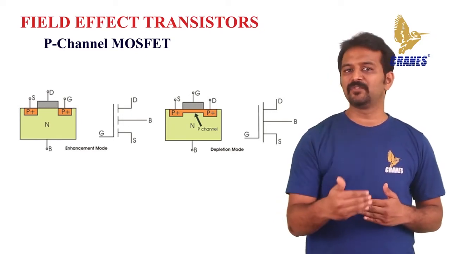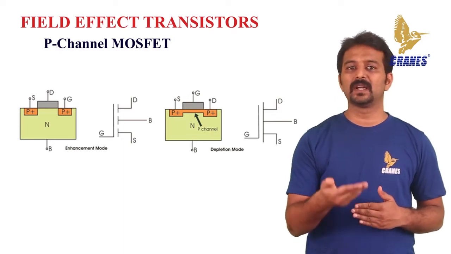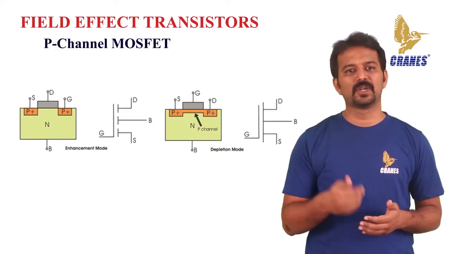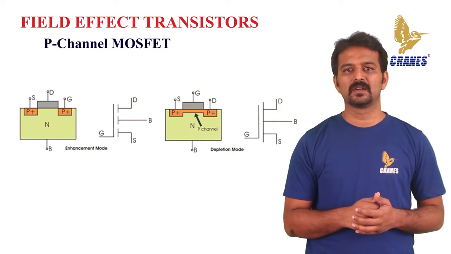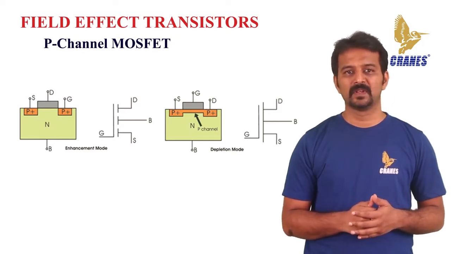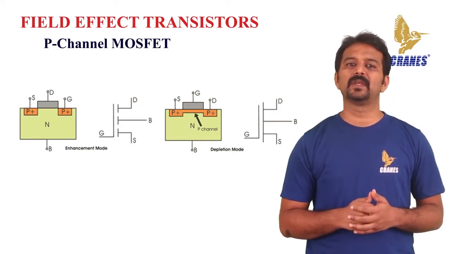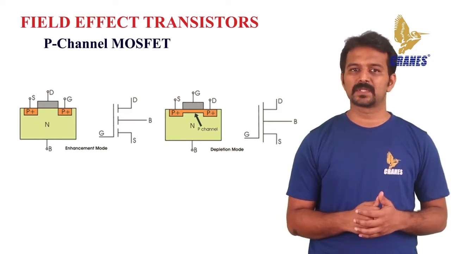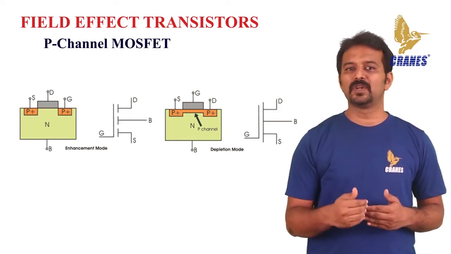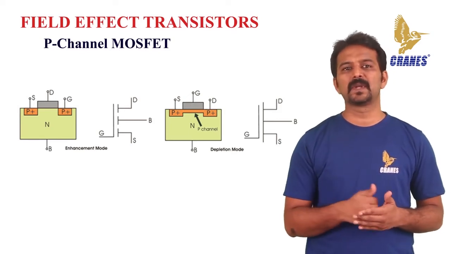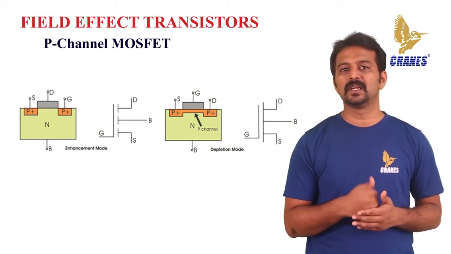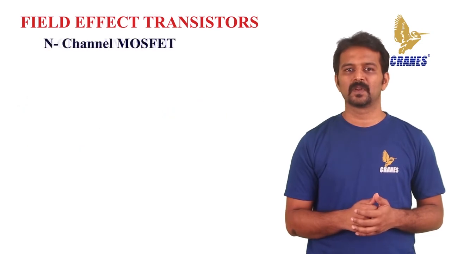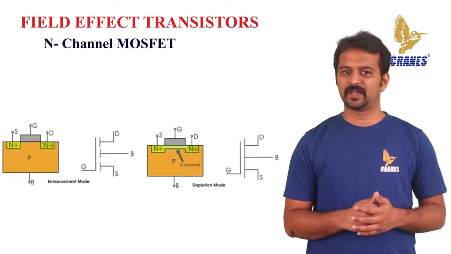When we apply the negative gate voltage, the electrons present under the oxide layer are pushed downwards into the substrate with a repulsive force. The depletion region is populated by the bound positive charges which are associated with the donor atoms. The negative gate voltage also attracts holes from the P plus source and the drain region into the channel region. Looking at the N-channel MOSFET.